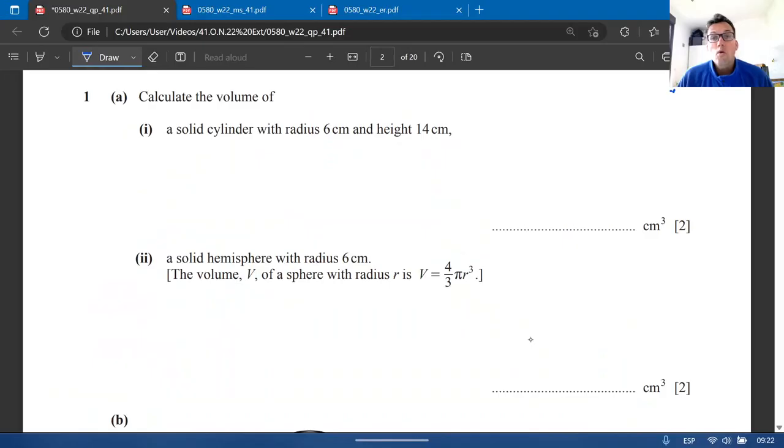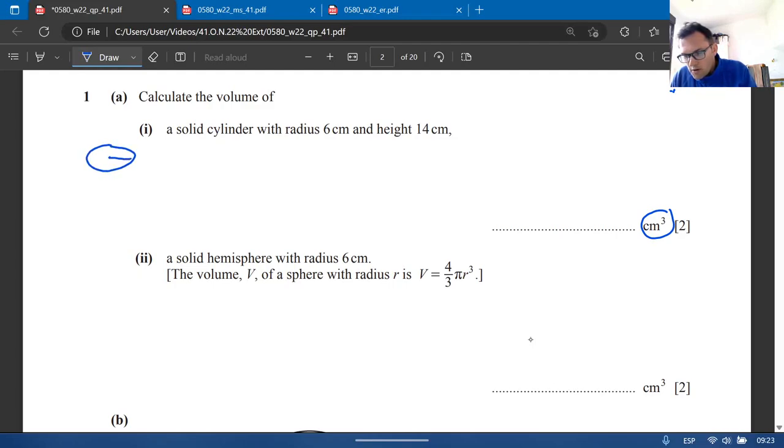Let's get going. Question 1A, calculate the volume of a solid cylinder with a radius of 6 centimeters and a height of 14 centimeters. Now remember, first of all, volume is in centimeters cubed, so don't confuse that with a very long formula for the surface area. Okay, volume is more straightforward than that.